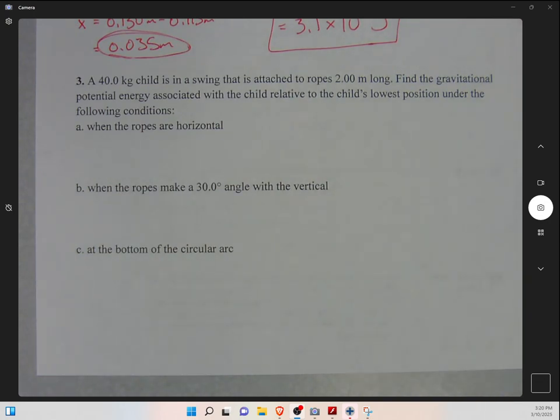And number 3, a 40-kilogram child is in a swing that is attached to ropes 2 meters long. Find the gravitational potential energy associated with the child relative to the child's lowest position under the following conditions. So the first part, when the ropes are horizontal.